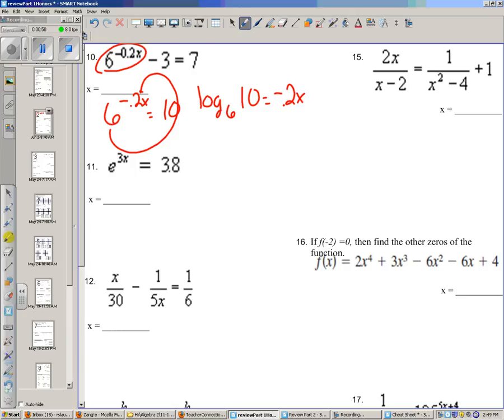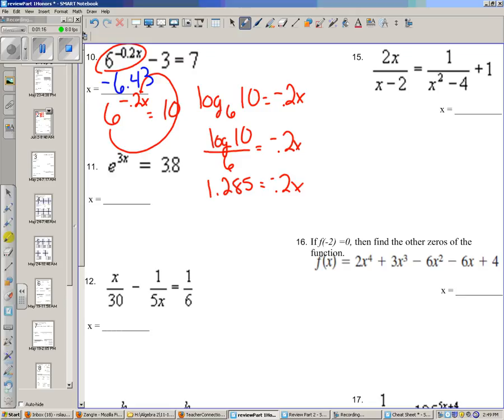I have to use the change of base formula, so I take log 10 and I divide it by log 6. As it turns out, this is worth about 1.285. That will equal the negative 0.2x, just continuing along. And now to get x by itself, I divide, and when I'm done, my answer for x ends up being negative 6.43. Okay?